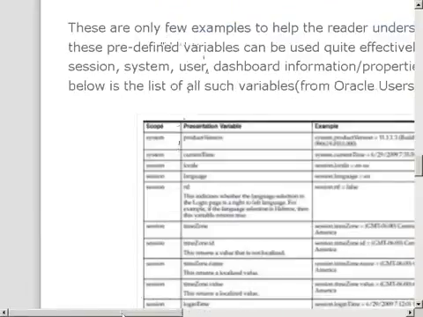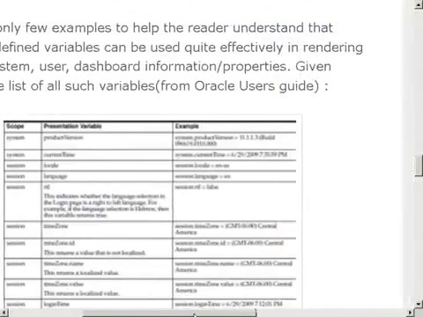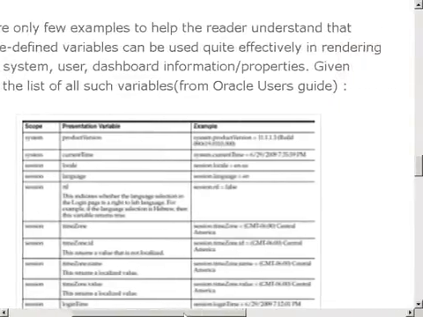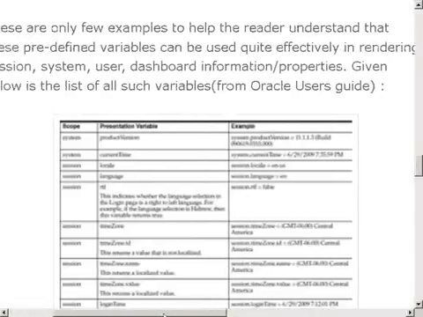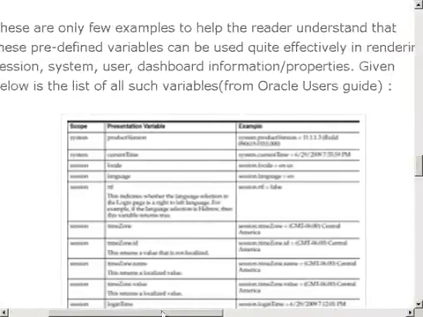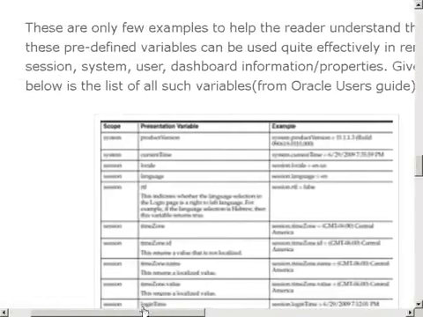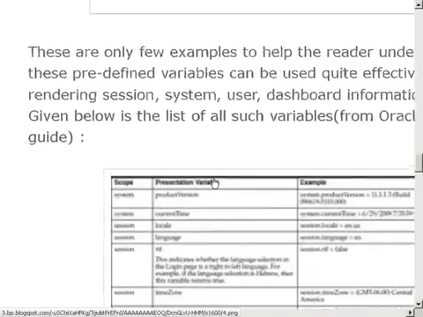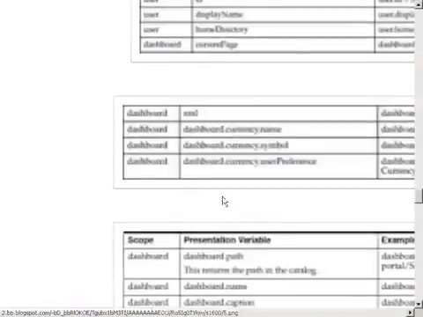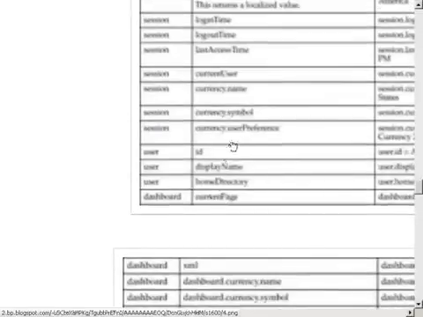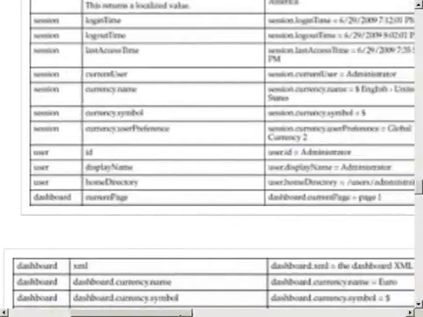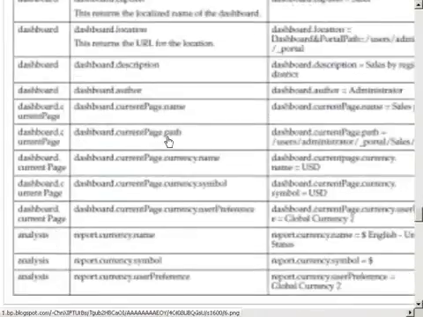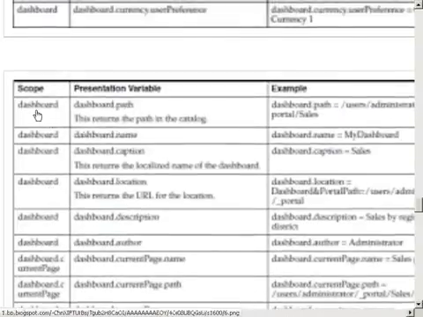These are only a few examples to help the reader understand that these predefined variables can be used quite effectively in rendering session, system, user, and dashboard information properties. Given below is a list of all such variables. See here, I think it is not in a readable format, right? User. So these are the things, scope, dashboard.